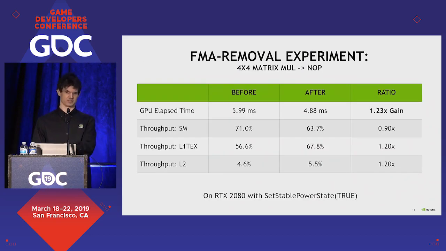Oh, and all these measurements were done on an RTX 2080 using set stable power state to get deterministic results. We always set the stable power state to true in the DX12 apps when doing such profiling. The GPU Trace tool in fact allows you to unlock clocks, but I don't do that because I want determinism.